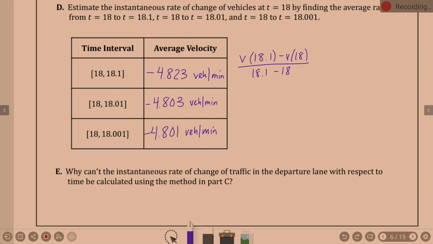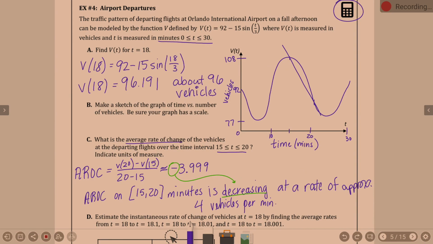It is decreasing. Does it make sense at 18 that it is decreasing? Yes, because that's just in that interval we are just in. We just looked at the graph. Oh, 18 is going to be in this decreasing section. It all flows together. Okay?